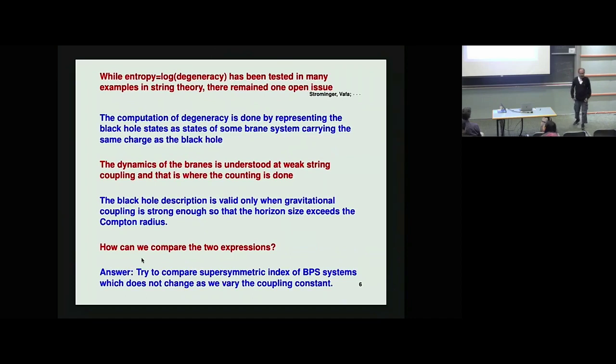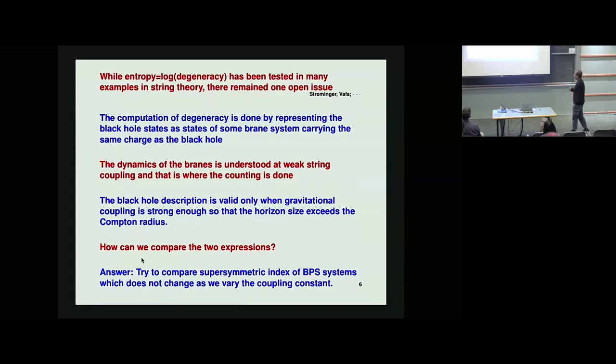Now, this equality between entropy and log of degeneracy has been tested in many examples in string theory. However, there remained one open issue. This started with the work of Strominger and Vafa that you have already heard of in the morning. The issue that remained is that the computation of degeneracy is done by representing the black hole states as states of some brane system that carries the same charge as the black hole. That's how you fix the brane system that you want to study.